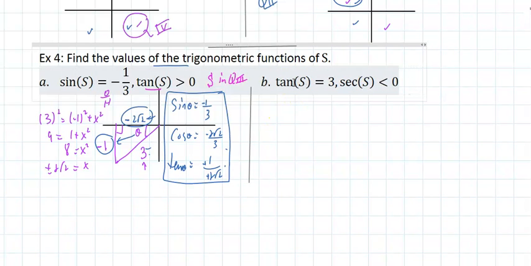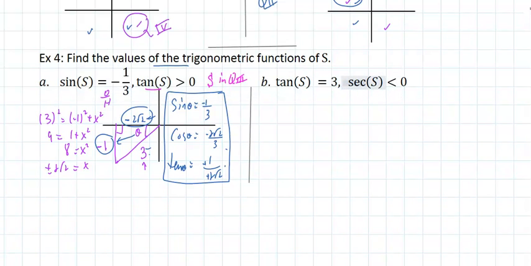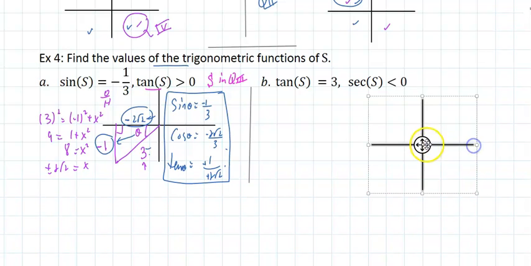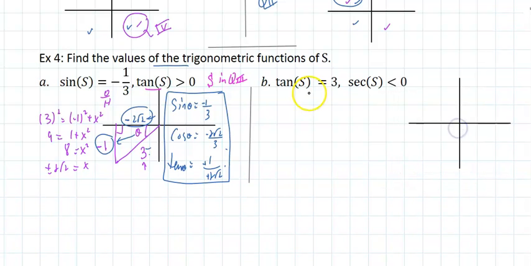And how about if I wanted to do part B? The same deal. If I glance at this, I say, okay, well, first I need to know which quadrant I am in. That's the first order of business every single time. Tangent is positive in those two quadrants. And secant, associated with cosine, is negative in those two quadrants. I happen to be in quadrant 3 again. That's not what I wanted. I was hoping to be in quadrant 2. But it's okay.